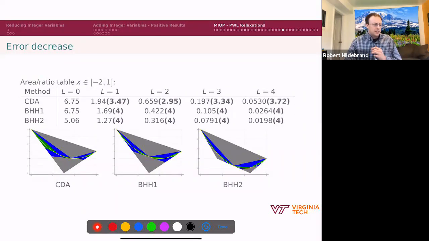And maybe interestingly, if you transform the function to a different domain, so instead of between 0 and 1, you say like -2 to 1, you can see that our approximations still converge in the same way, whereas the other approximations don't converge quite as fast.